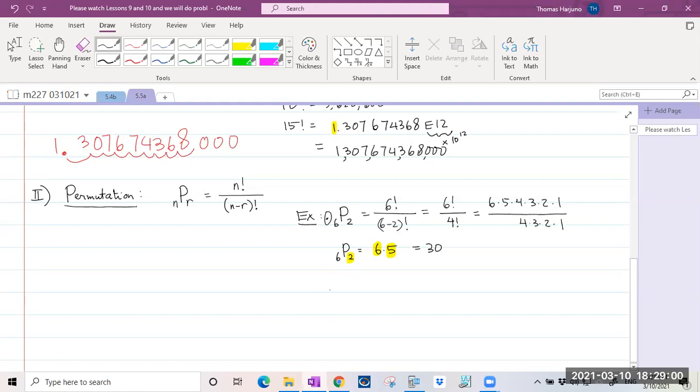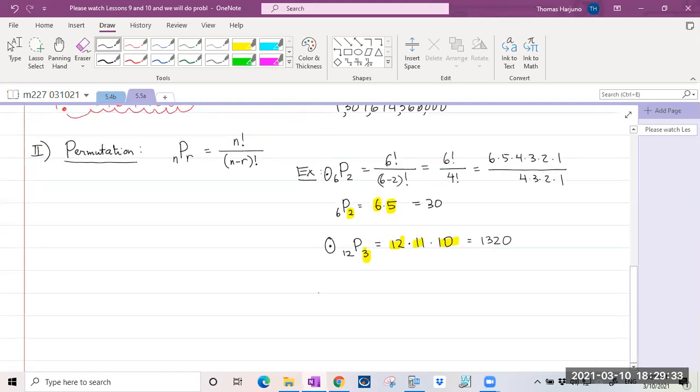So what happens if we have, let's say, 12 permutes 3? It means you start from 12, you have 3 factors, 12 times 11 times 10. Again, this 3 here tells us 3 factors to multiply. Start from 12. So that will be 1,320.